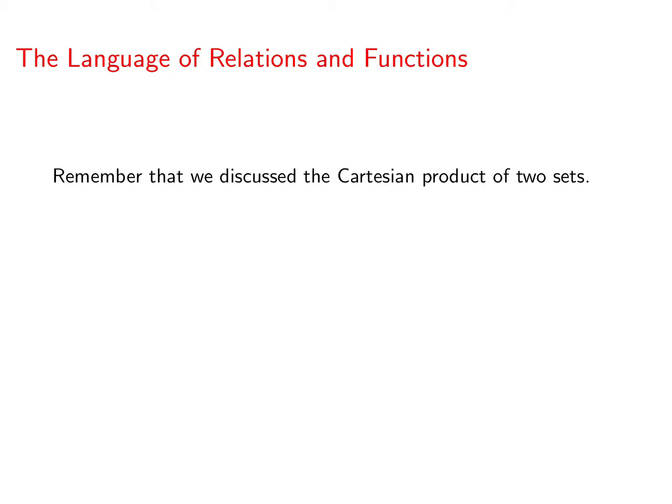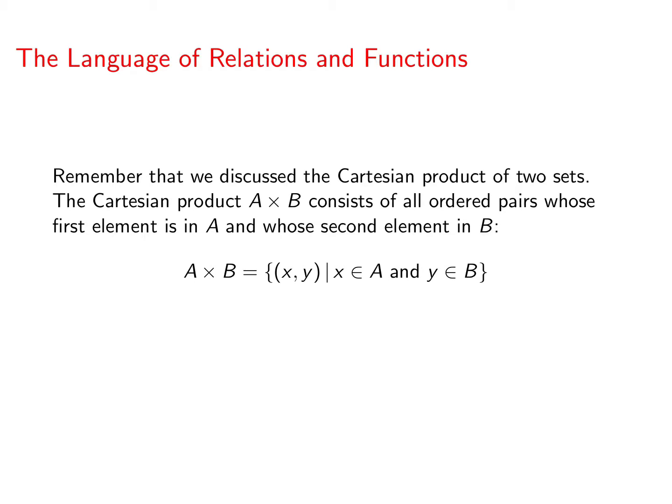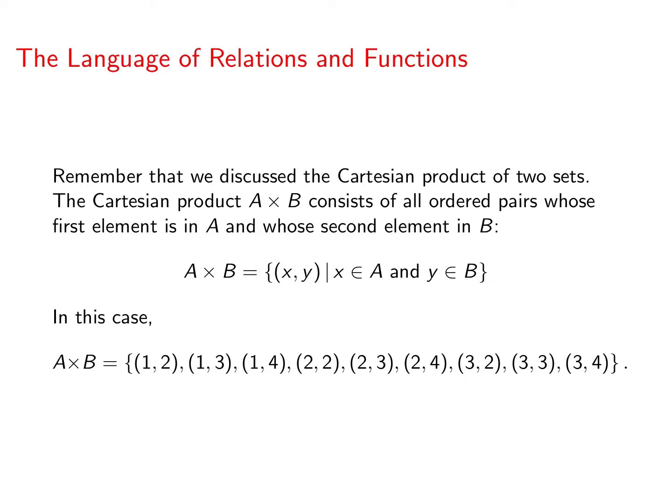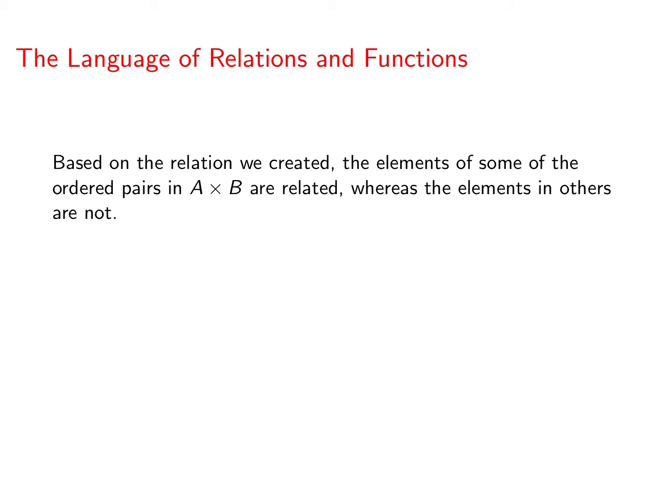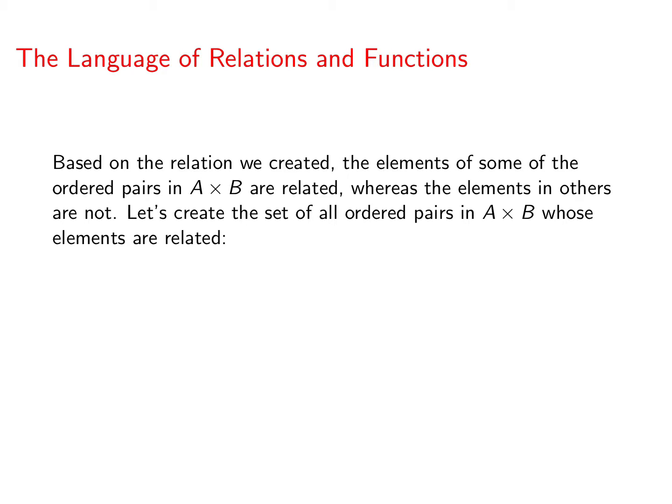Okay, earlier we talked about the Cartesian product of two sets. So the Cartesian product, A cross B, consists of all ordered pairs whose first element is in A and whose second element is in B. In this case, starting with the sets that we originally had, remember that A had the numbers 1, 2, 3, B had the numbers 2, 3, 4. So the way we can think about it is, based on the relation that we created, the elements of some of the ordered pairs in A cross B are related, whereas the elements in others are not. What we'll do is create the set of all ordered pairs in A cross B whose elements are related. Remember, there were 6 pairs that were related, so this set right here tells us which ones are related.